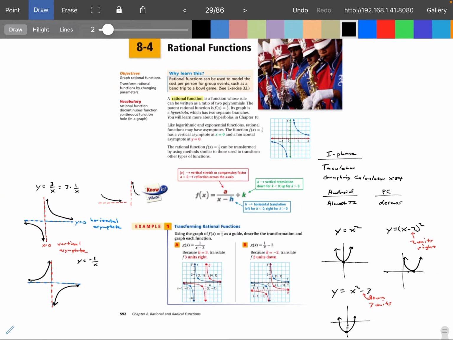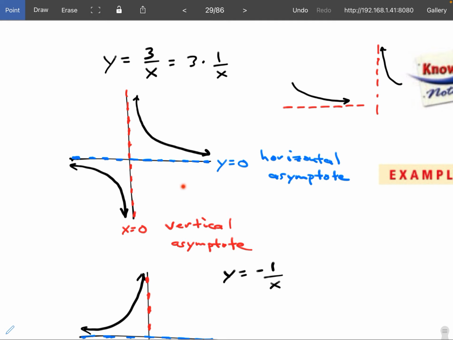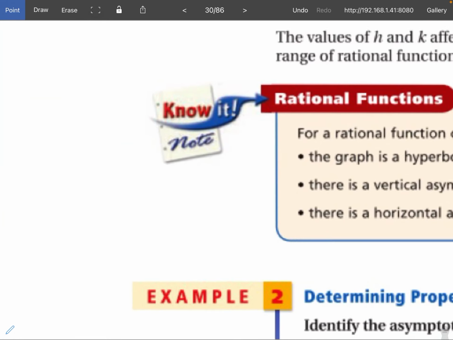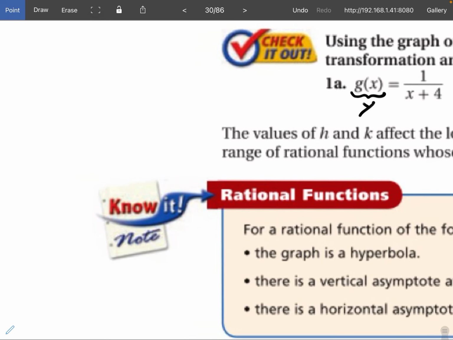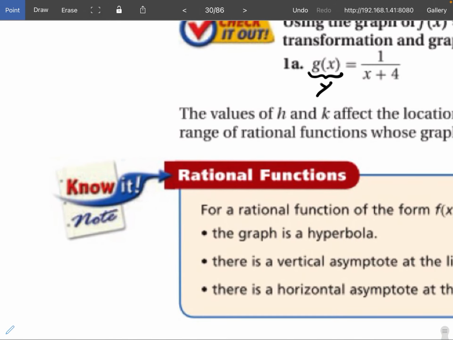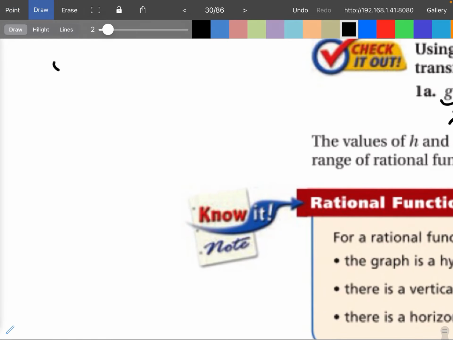So how we're going to look at this again is we're going to look at this as a transformation of this graph right here. All right. So we're transforming the graph 1 over x. So let's see if we can leave that in the screen here and work this out. So which way do you think that, I'll just rewrite the function so you guys can see it. So we're dealing with y equals 1 over x plus 4.